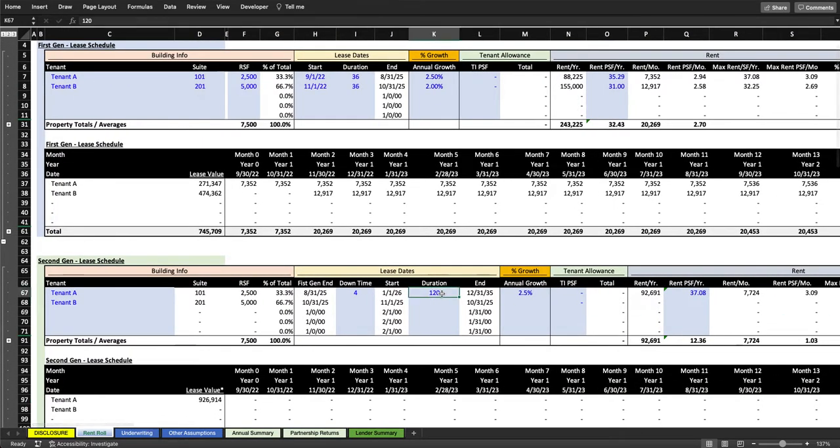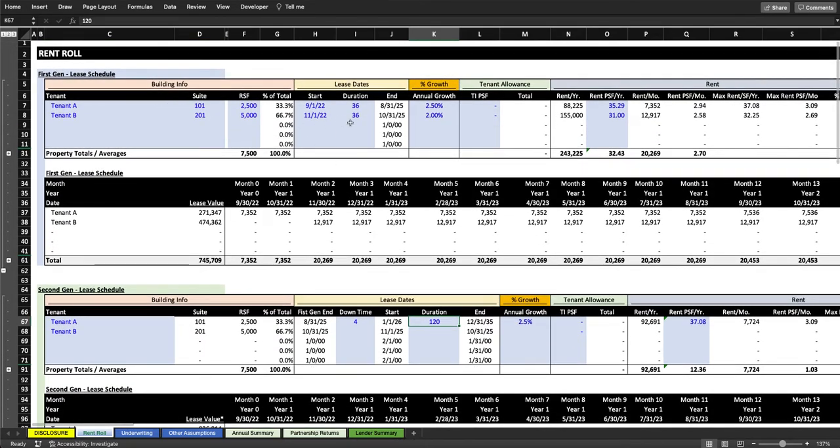Let's say you think they're going to be in place for the duration of your hold period. So you're going to put this in as 120 months or 320 months, 360 months, however long you think. Let's go back to tenant B and say that they're going to be in place indefinitely, right, for the foreseeable future. Or you could say they're in place for 36 months. After that, you think they're going to re-sign, so you're going to say there's going to be no downtime. And then their next lease will be, again, indefinitely.